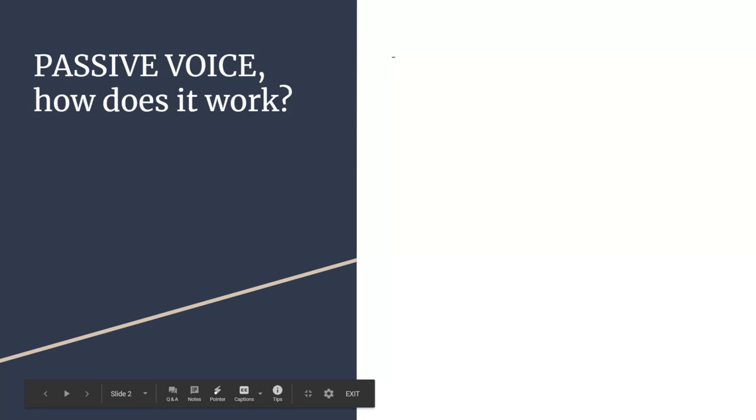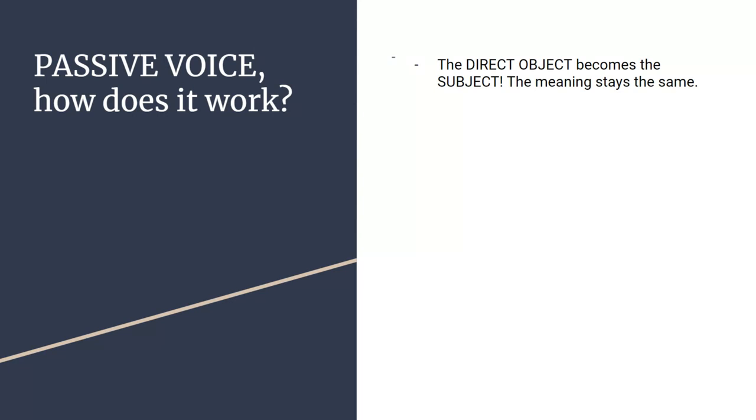The passive voice. How does it work? Well, we take a normal sentence and we do a 180 with it. We take the direct object of our active voice sentence and it becomes the subject. English tries to avoid a lot of the passive voice, but Latin loves it. Here's an example of a sentence that is in the active voice. Your subject is doing the verb.